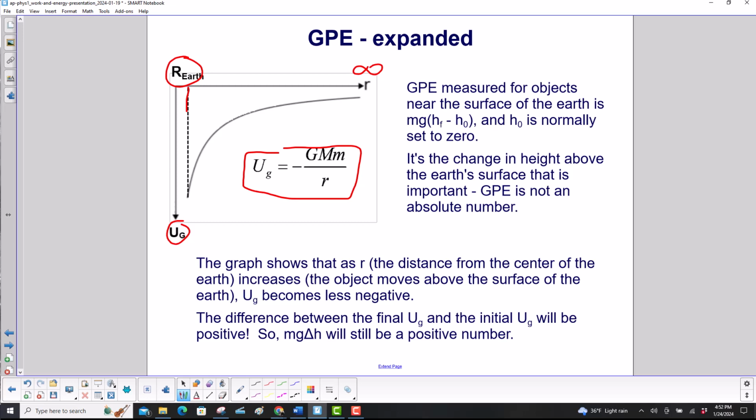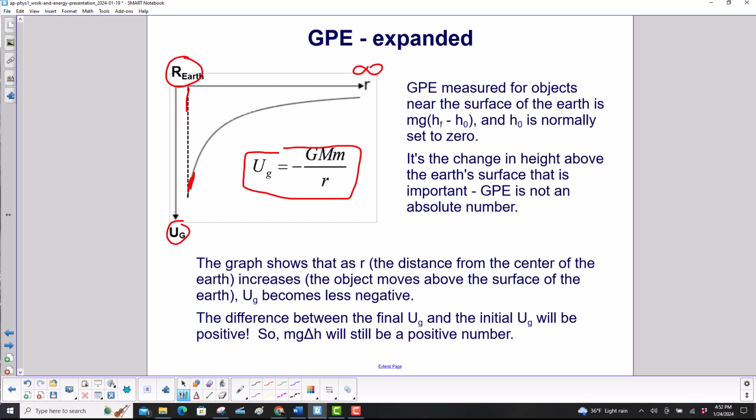So GPE measured for objects near the surface of the Earth is mg times h final minus h initial. And it's normally right around here, okay? And you set h0 equal to 0. It's the change in height above the Earth's surface that is important. GPE is not an absolute number.